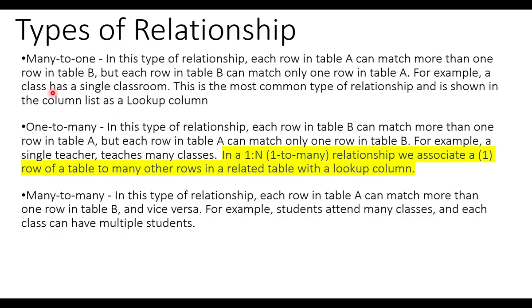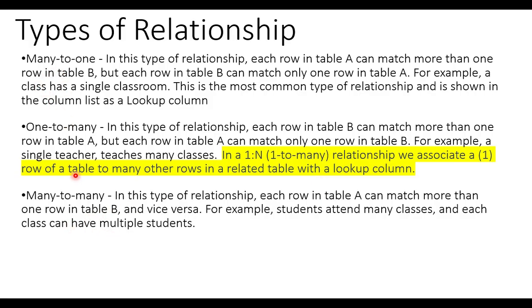In one to many, each row in table B can match more than one row in table A, but each row in table A can match only one row in table B. So in a one to many relationship, we associate one row of a table to many other rows in a related table with a lookup column. The lookup column will be on the related table.